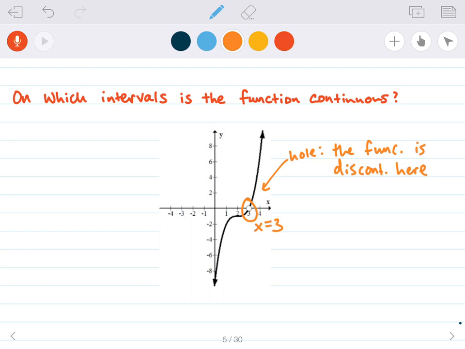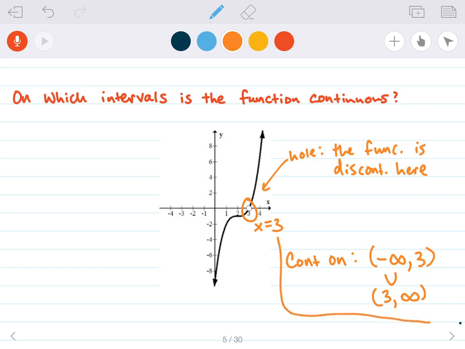And so where is it continuous? The interval it's continuous on is everything except 3. How do we represent that? We say negative infinity all the way up to 3, union 3 to positive infinity. And again, we're using parentheses around 3 because we're not including 3. So that's where this function's continuous.